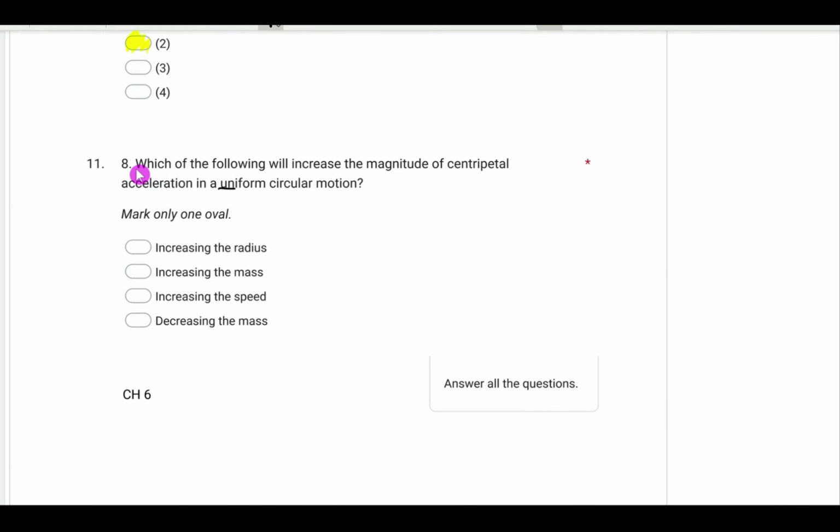Alright, question number 8. Which of the following will increase the magnitude of centripetal acceleration in a uniform circular motion? Okay, so to increase the centripetal acceleration, we know that AC equal to V squared over R. So if you want to increase the centripetal acceleration, we should decrease R and increase V. Okay, so increase the radius? No, we should decrease the radius, right?